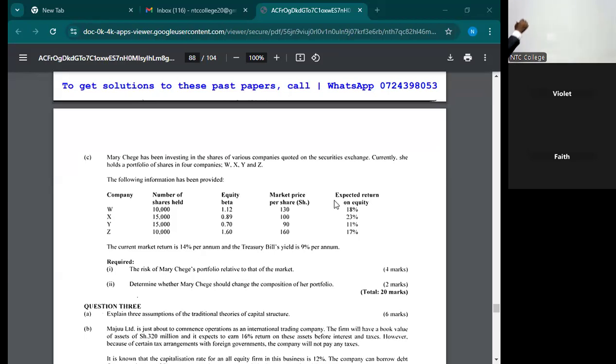So, that is November 2016. Question number 2. Is it C? They are used to C or B, C or B. So the first thing, the common one, determine the weight of the securities.